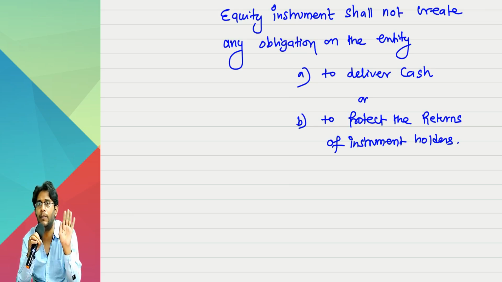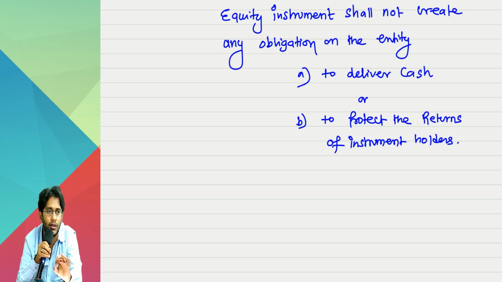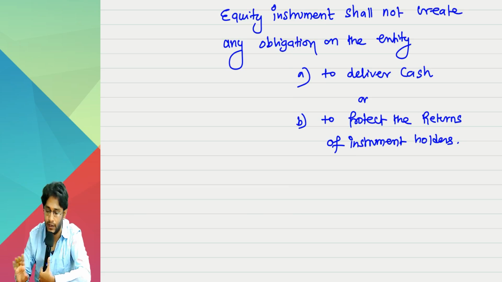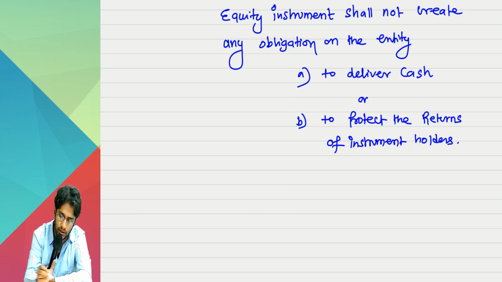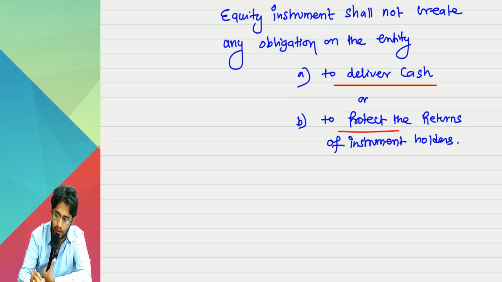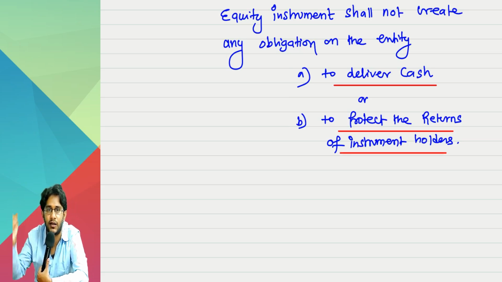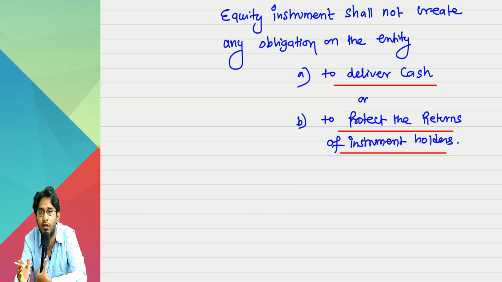But the moment a company promises or fixes your return, gone. You are not an equity instrument holder. Equity instrument protection should not be there. The company should not have any obligation to pay you cash, nor any obligation to protect the return of the instrument holder. If these two points are there, you automatically fall into a financial liability.